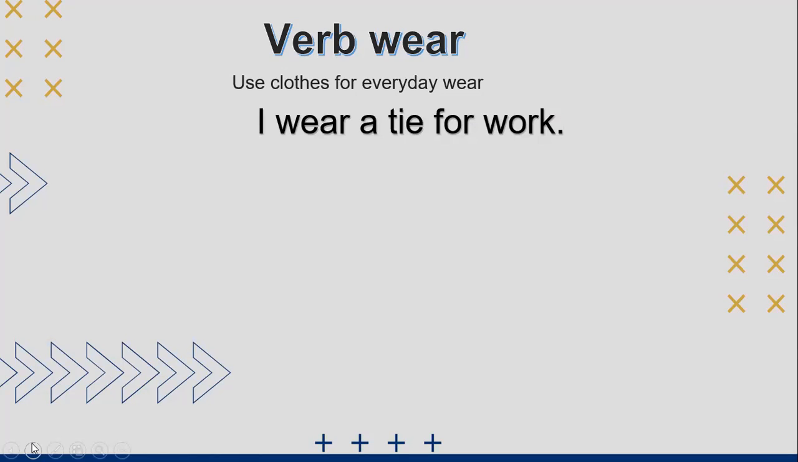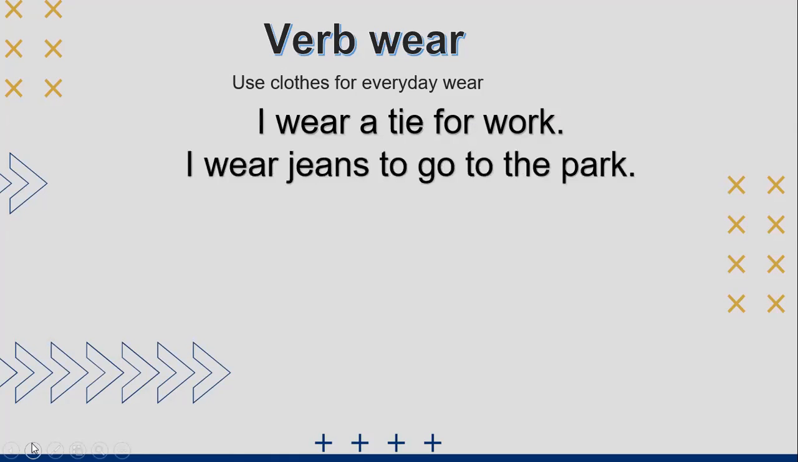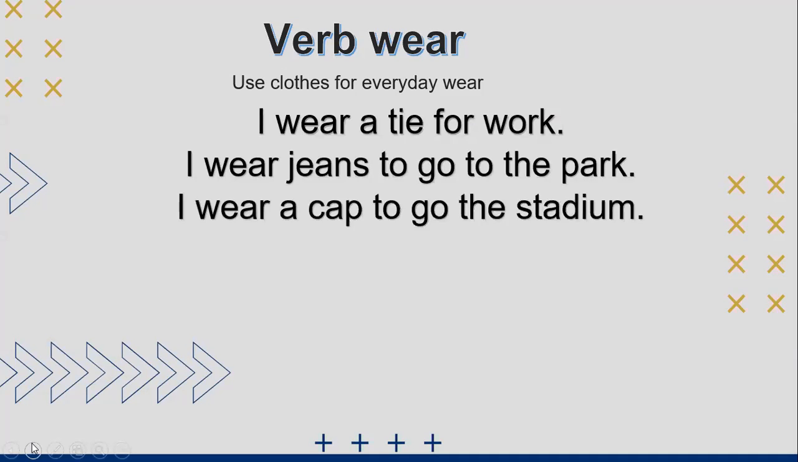Okay, very good try, but not really. I wear a tie for work is yo uso una corbata para el trabajo. Let's see the other one. I wear jeans to go to the park. Uso jeans para ir al parque. Let's see the other one. I wear a cap to go to the stadium. Una gorra para ir al estadio.